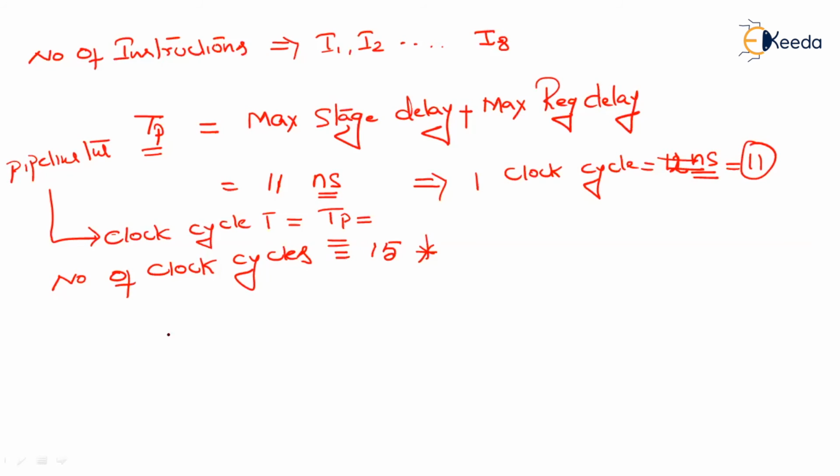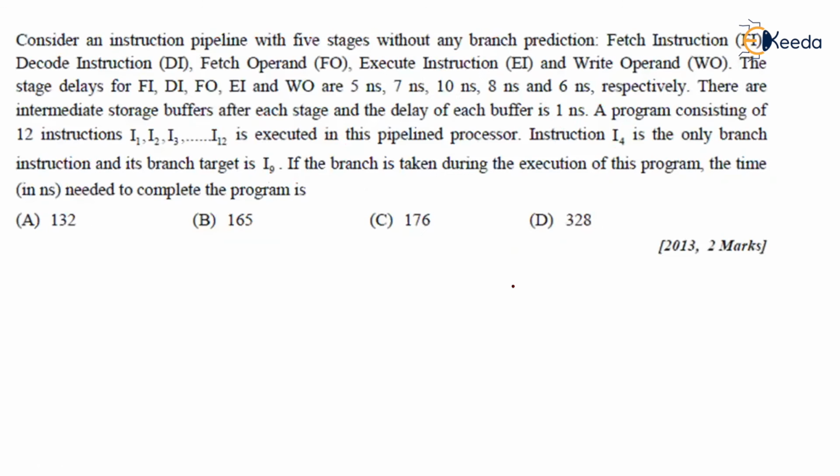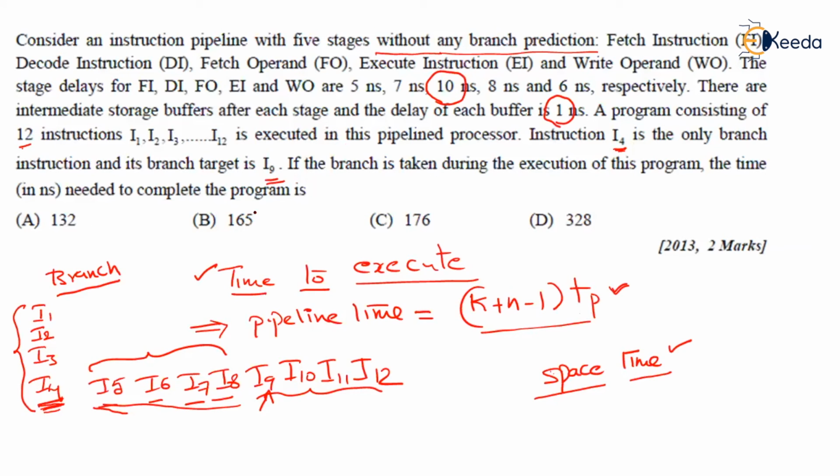Total is 11. The number of clock cycles required to complete the program is 15, multiplied by the clock cycle time, which is 11 nanoseconds. 15 into 11 is equal to 165. This is the correct answer. B is the correct answer.